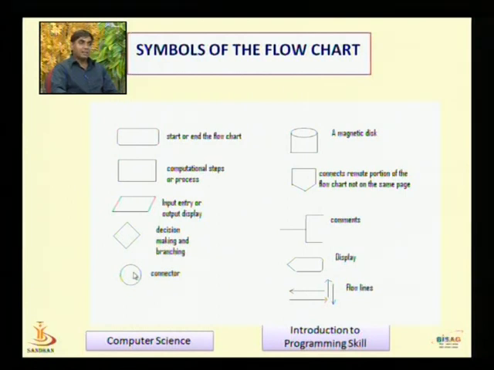Connectors mean connecting one flow chart to another flow chart. These connectors can be used for that. Then there is the magnetic tab. Any of your data can be stored from a particular source, and for that you use the magnetic tab. That connects the remote portions of these flowcharts.